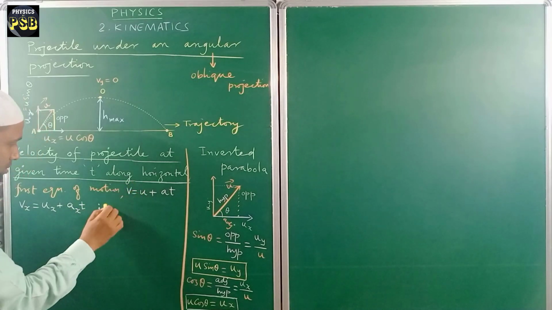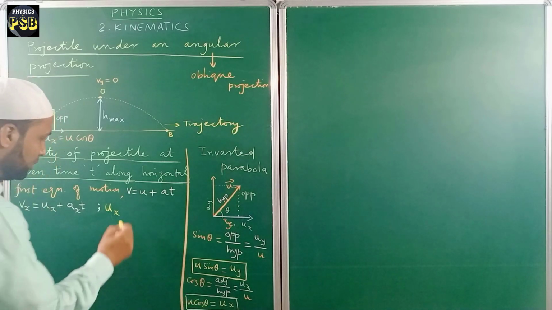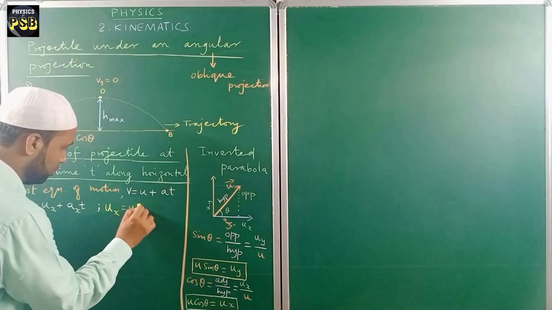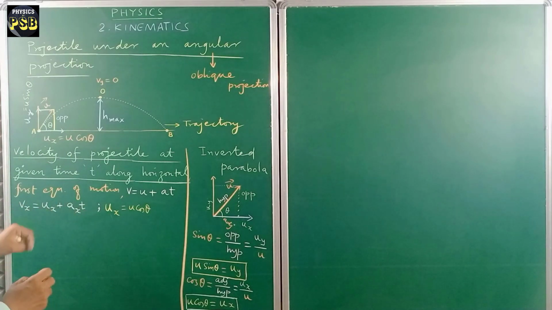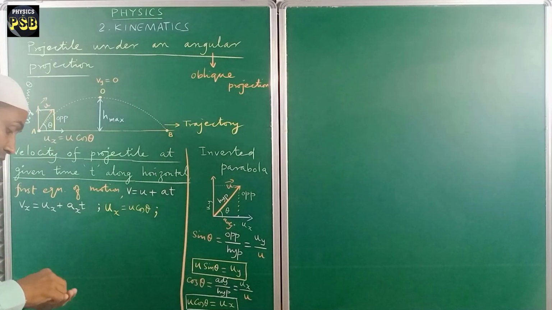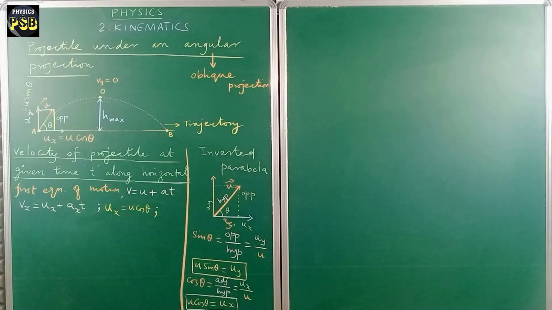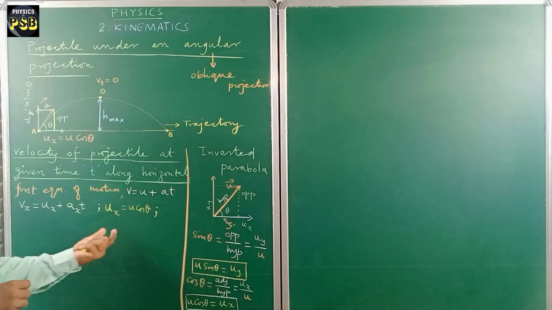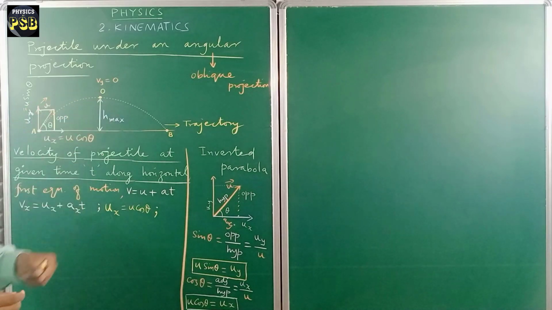Ux. What is the value of ux? Now we got the expression for ux. It's nothing but u cos theta that I am going to use here. Ux is u cos theta, and here, listen to this carefully. This component of velocity remains the same throughout the motion of the object.